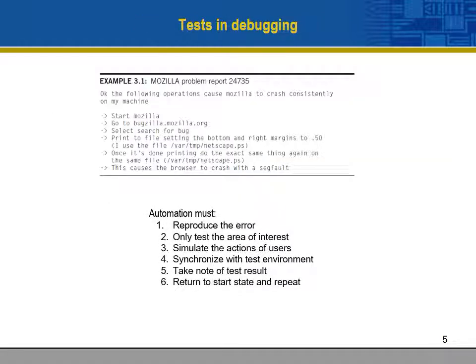Here we have an example of a Mozilla problem report. Now in this report, when you simplify it into debugging purposes, a bug must be reproducible. This example shows the procedures to reproduce a known bug possibly submitted by a user.